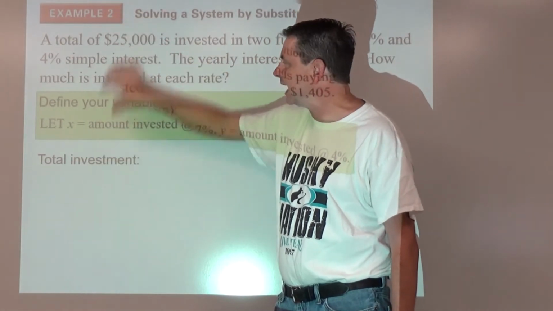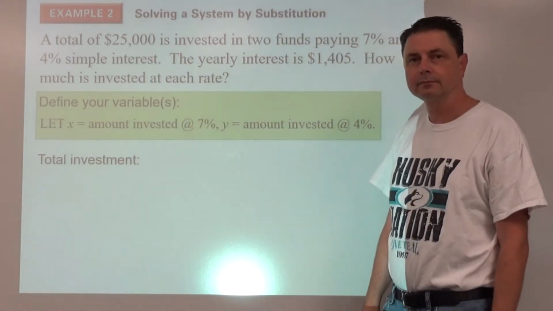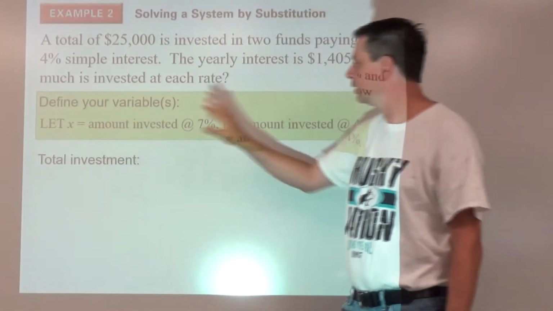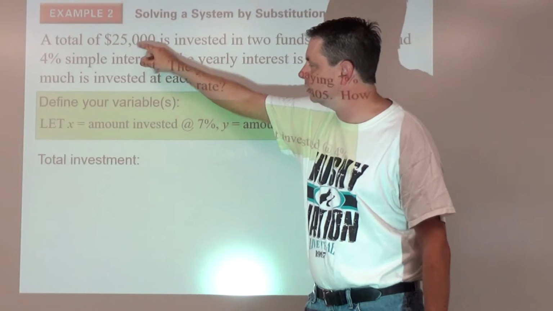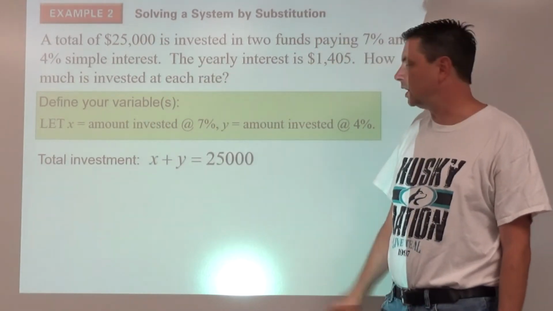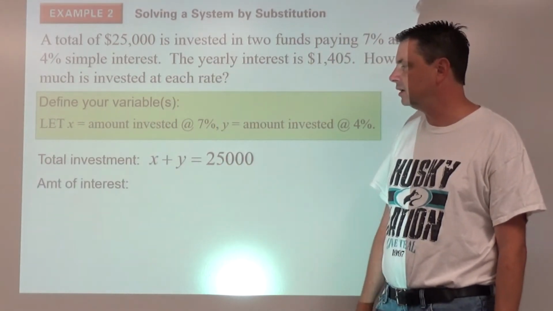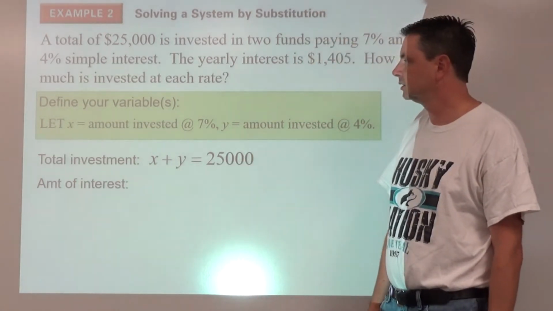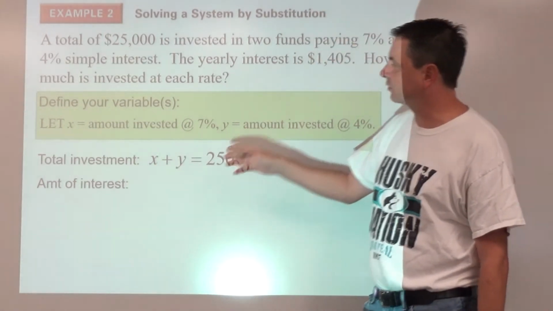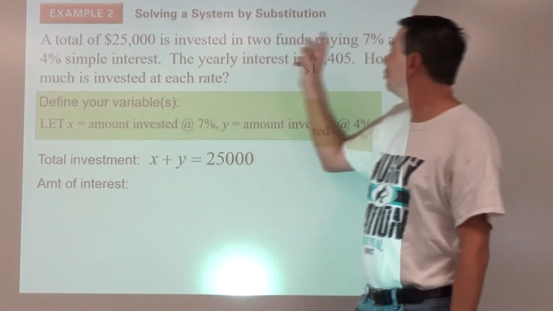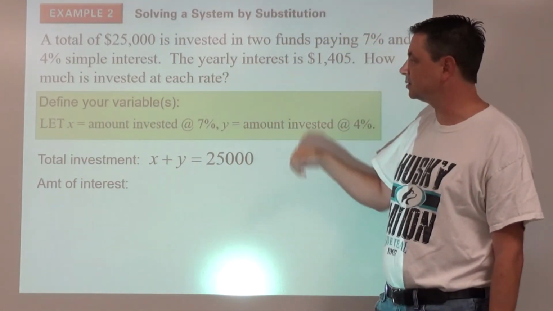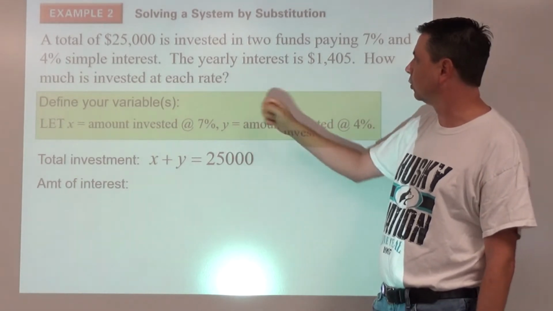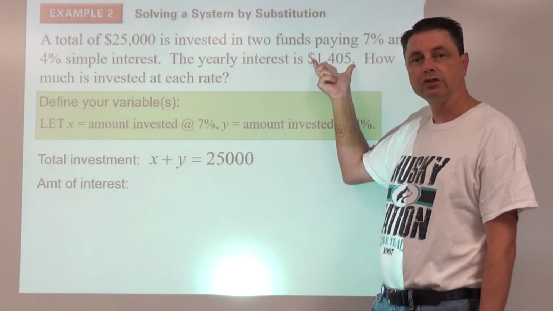So we should get a total investment equation. Think about what that might be. Amount plus amount equals total. So X plus Y equals 25,000. And then we've got an interest equation. The interest from this one, 0.07x, plus the interest from this one, 0.04y, equals total interest.